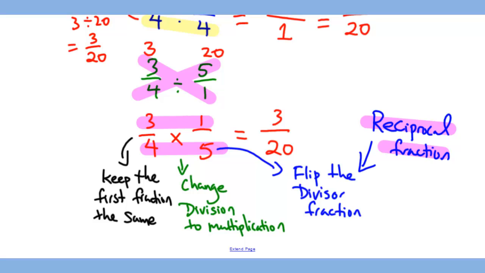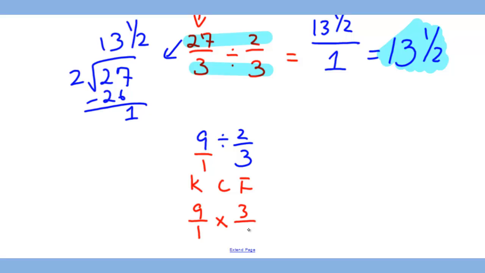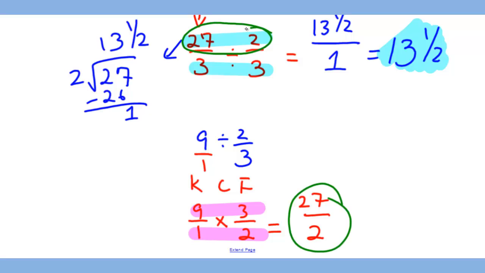Before we do the last question, let's revisit the previous 2 questions and see how this works as well. In this previous example, we have 9 divided by 2/3, which is basically 9/1 as a fractional expression. If we do KCF, we would keep 9/1, change the operation to times, and the flipped fraction, which is the reciprocal fraction, is 3/2. We would wind up having 27/2. And again, that's exactly what we got earlier.